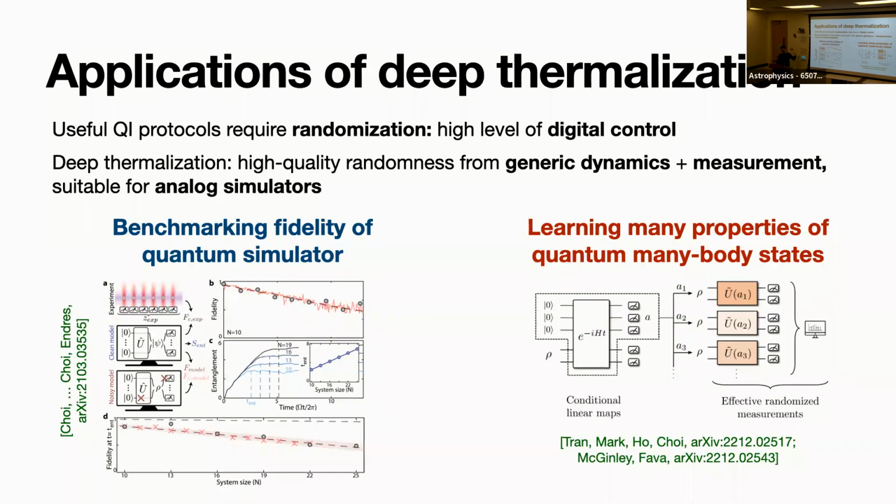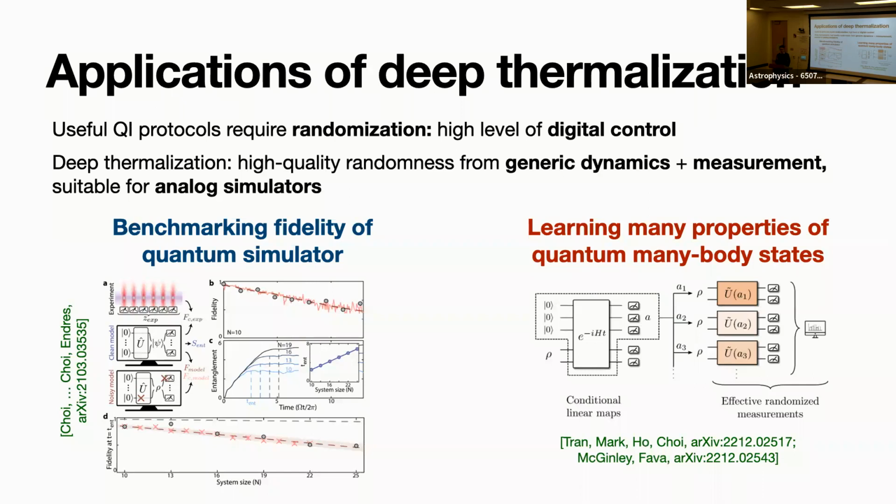So the existence of deep thermalization would imply the possibility of doing this in analog simulators, where you don't have this high level of refined control, but you can still bring in some ancillary qubits and let them evolve under a common Hamiltonian and then measure them, and in this way generate the randomness you need. This has successfully been used for benchmarking a quantum simulator based on Rydberg atoms, in a paper by the Endres group at Caltech about a year ago.